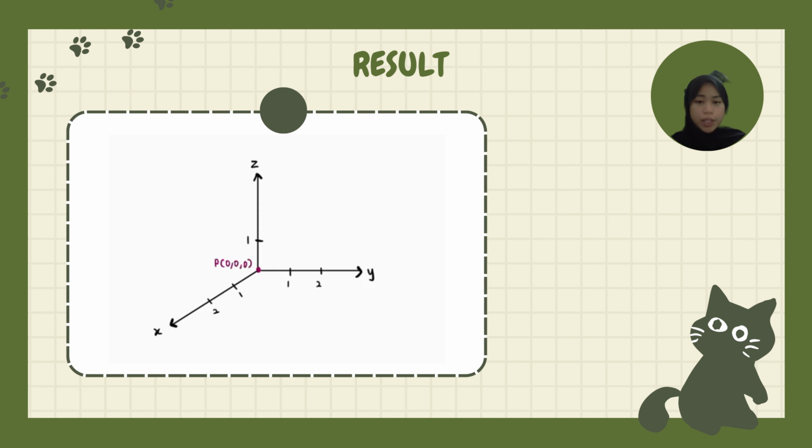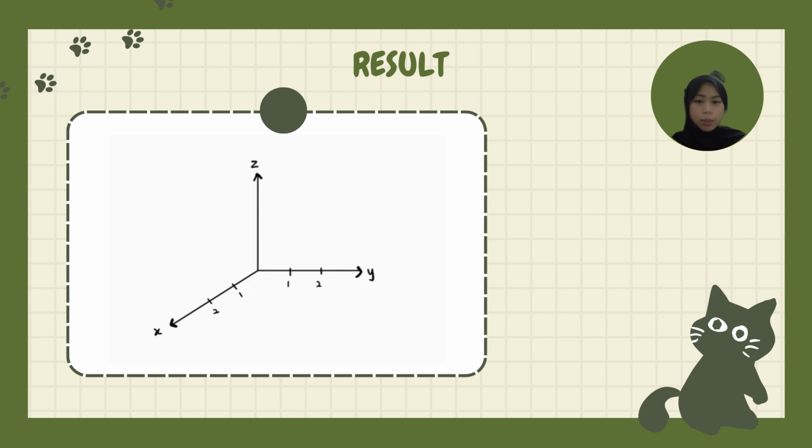Step 2, plot the destination point Q. Now let's locate the landing pad. From the origin, move 2 units along the x-axis, 2 units along the y-axis, and 1 unit out the z-axis. Mark this as point Q, (2, 2, 1). Step 3, sketch the trajectory. Since the drone follows a parabolic trajectory, we don't draw a straight line. Instead, we draw a smooth gentle arc connecting P to Q.